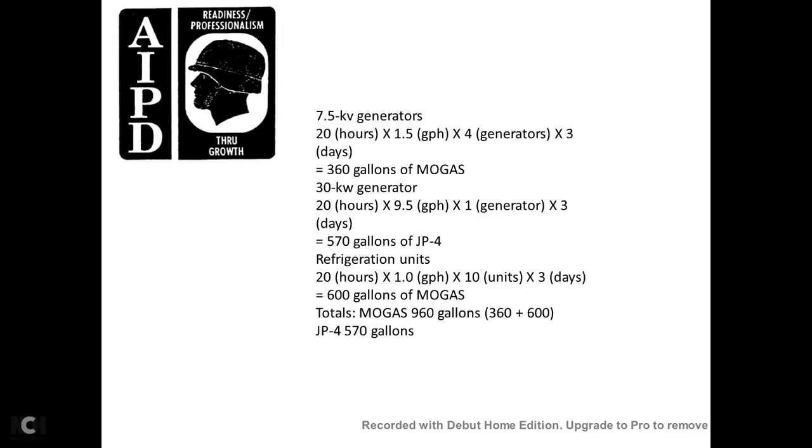The fuel requirement would be: 7.5 kilowatt generator, 20 hours at 1.5 gallons per hour times 4 generators times 3 days, equals 360 gallons of MOGAS. 30 kilowatt generator, 20 hours at 9.5 gallons per hour, one generator for 3 days, equals 570 gallons of JP4. Refrigeration unit, 20 hours times 1 gallon per hour times 10 units for 3 days, equals 600 gallons of MOGAS. Total MOGAS is 960 gallons, 360 plus 600, and JP4, 570 gallons.